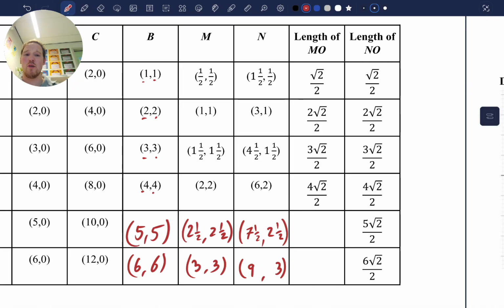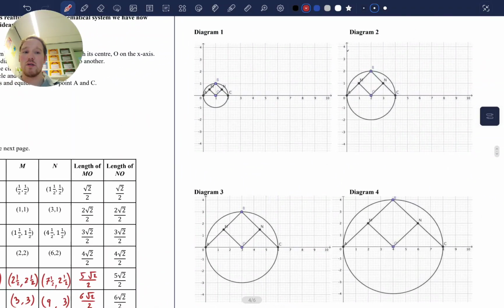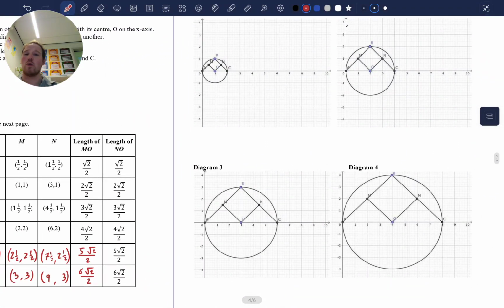The length of MO. Who sees the pattern for the length of MO? Yes. It's like the outside number increases by 1. The outside number, this number here, increases by 1 every time. We have a 2, a 3, a 4. So the next step is going to be 5 root 2 over 2, and then 6 root 2 over 2. Very well, we've completed the table, and these values relate to these lengths in the diagram, which we'll come back to in a moment.